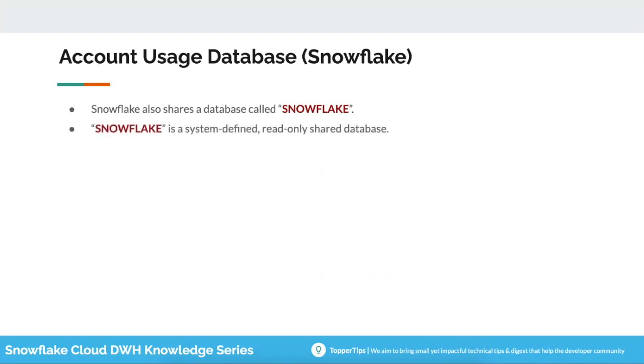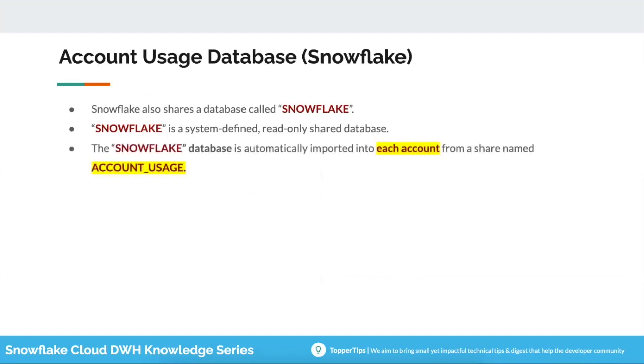Let's talk about the account usage database. There is a database called Snowflake, and you need to get into the account admin role to start seeing that database. There is a schema called account usage within the Snowflake database. Snowflake shares a database called Snowflake, which is a shared object shared by Snowflake to your account. Snowflake is a system-defined, read-only shared database object. The Snowflake database is automatically imported into each account from the shared name account usage.